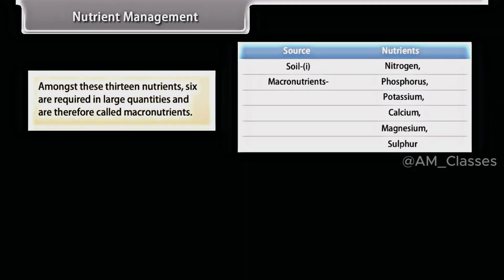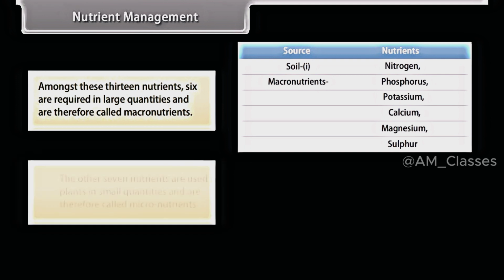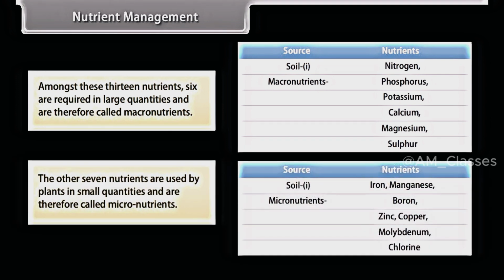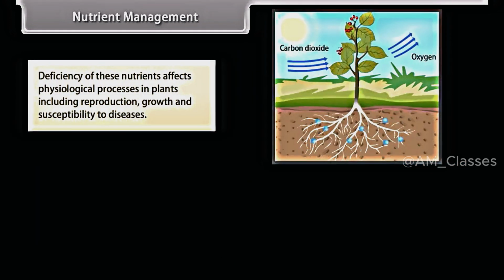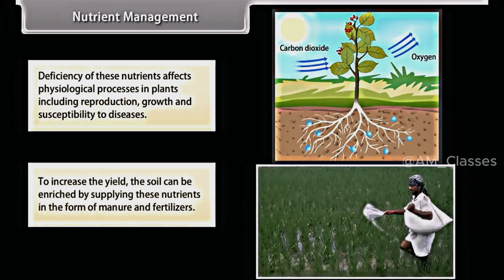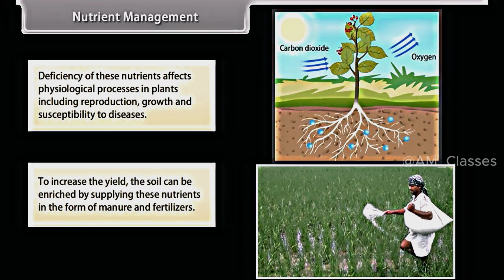Among these 13 nutrients, 6 are required in large quantities and are therefore called macronutrients. The other 7 nutrients are used by plants in small quantities and are therefore called micronutrients. Deficiency of these nutrients affects physiological processes in plants, including reproduction, growth, and susceptibility to diseases. To increase the yield, the soil can be enriched by supplying these nutrients in the form of manure and fertilizers.